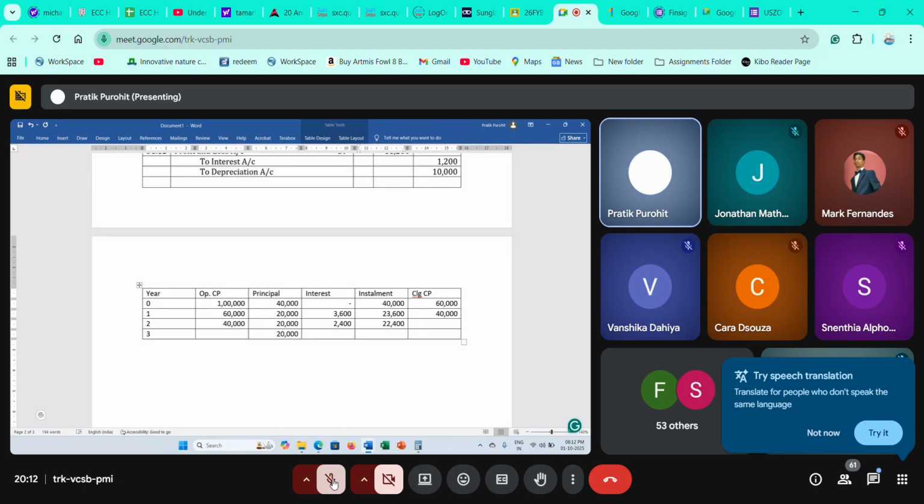22,400. Correct? What is your closing cash price? Which is 40,000 minus 20,000, the principal that you have paid. So the closing cash price is 20,000, which is again transferred here, the opening. Now that you pay, charge interest amount at 6%, which is 1,200. See, the amount of installment that you pay is 21,200.